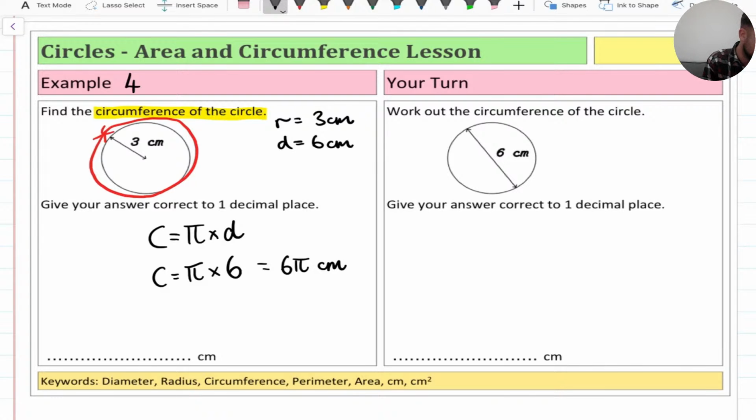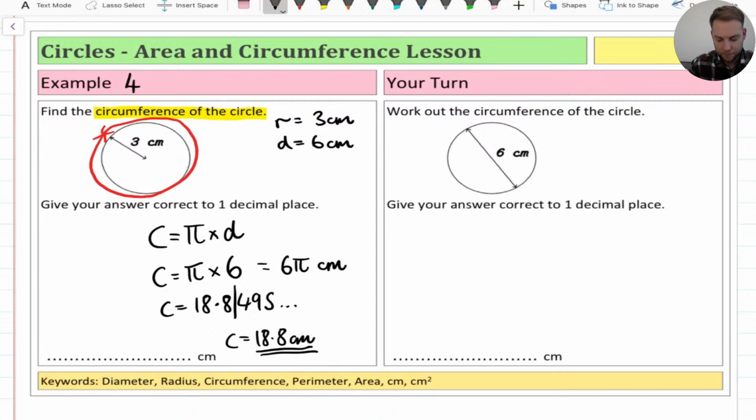So 6 pi is equal to 18 points. So the full answer C is equal to 18.8495 dot dot dot. So to one decimal place, that's going to be equal to 18.8 centimeters. Have a go at that one on the right hand side. Have a quick go at that one on the right hand side.